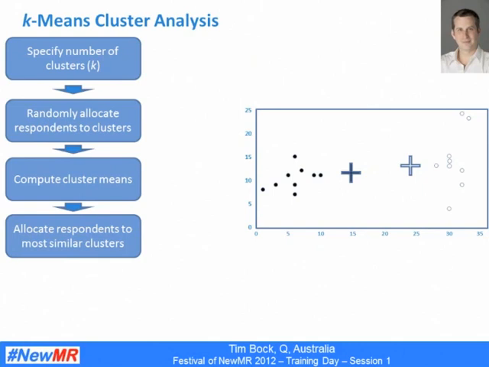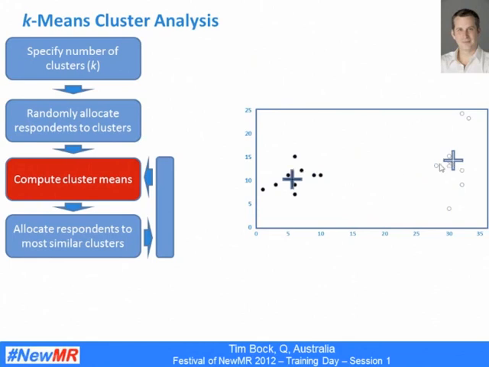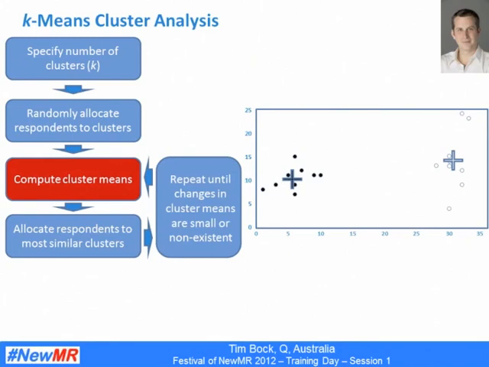Having reallocated the respondents to the segments, the next step is to go back and recompute the cluster means, because you can now see that this black cross isn't in the middle of all of the black data points, and so we need to move this mean into the middle, and similarly we need to move the mean from the white dots into their middle as well. And then we go to the next step and try to reallocate people to the most similar cluster. In this case here, there's nobody to move. They're already all allocated to the most similar cluster. And we can keep going through this process of computing the cluster means and reallocating people until the means don't change, which has occurred here.